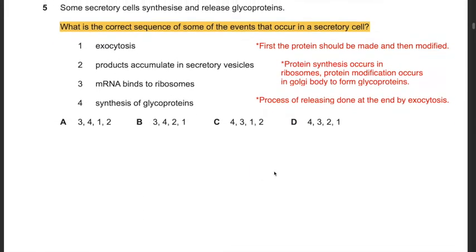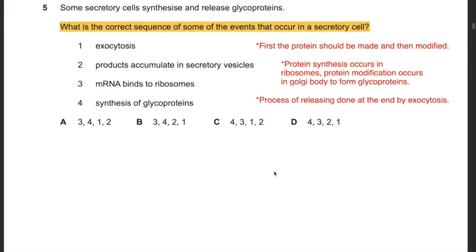Question 5. Some secretory cells synthesize and release glycoproteins. What is the correct sequence of some of the events that occur in a secretory cell? 1. Exocytosis. 2. Products accumulate in secretory vesicles. 3. mRNA binds to ribosomes. 4. Synthesis of glycoproteins. First, the protein should be made and then it will be modified. Therefore, protein synthesis occurs in the ribosomes, which should start with 3. mRNA binds to ribosomes, leaving us with the answer being either A or B.